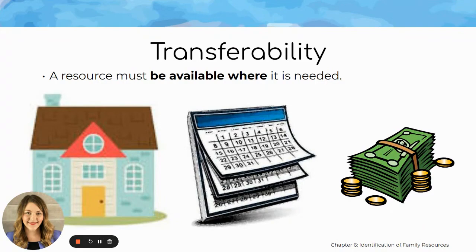A resource must be available where it is needed. So transferability. Real estate may be a really good resource and an investment, but it's not able to be transferred as quickly as stocks could be.